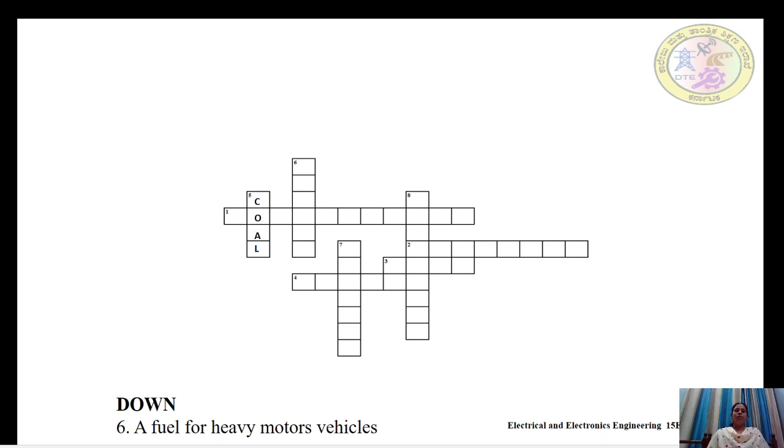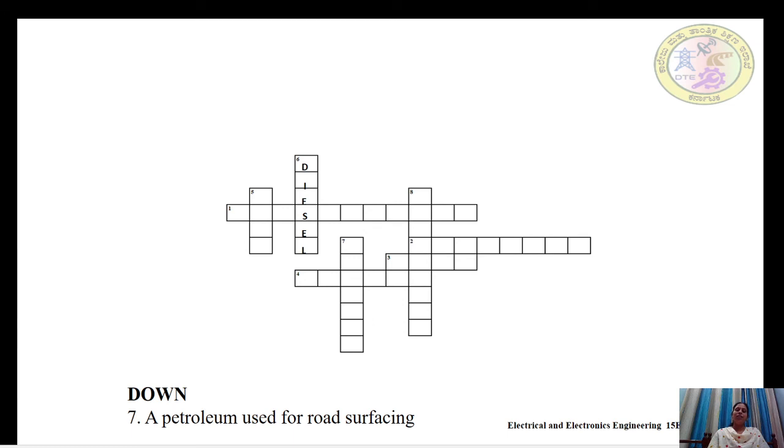Next, down crossword letter, sixth one: a fuel for heavy motor vehicles. In the last one we have seen fuel for motor vehicles. Here, a fuel for heavy motor vehicles is, this is also a very easy question. You can easily guess. This is nothing but diesel.